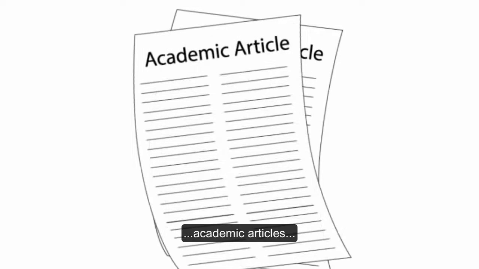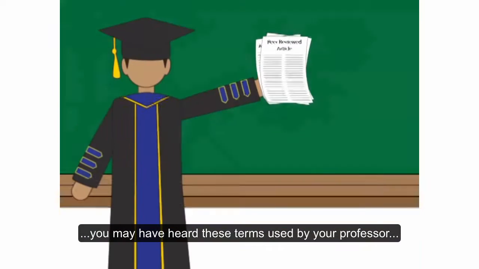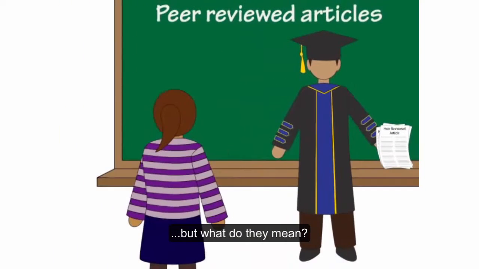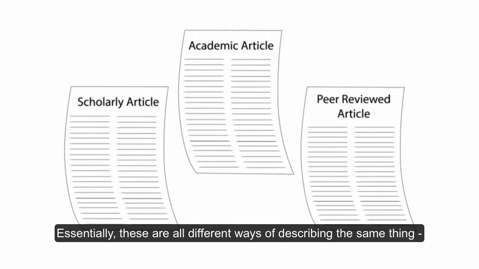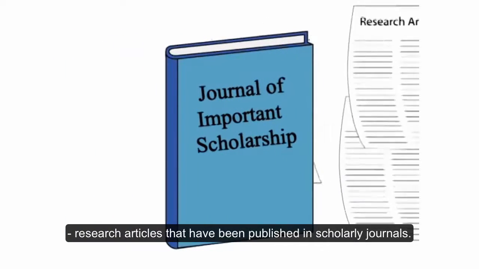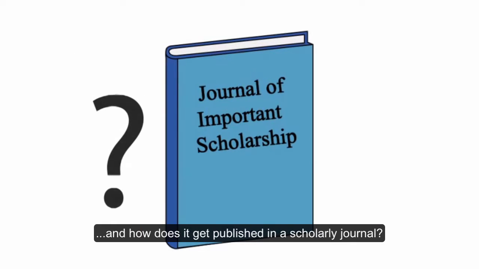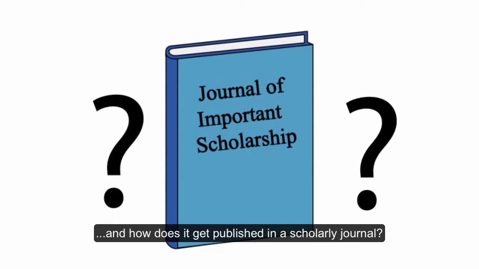Scholarly articles, academic articles, peer-reviewed articles. You may have heard these terms used by your professor, but what do they mean? Essentially, these are all different ways of describing the same thing: research articles that have been published in scholarly journals. But what is a research article, and how does it get published in a scholarly journal?